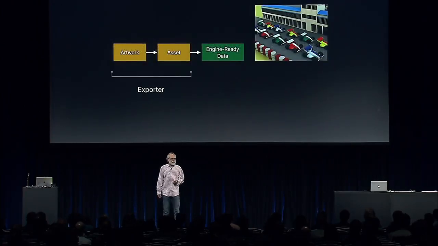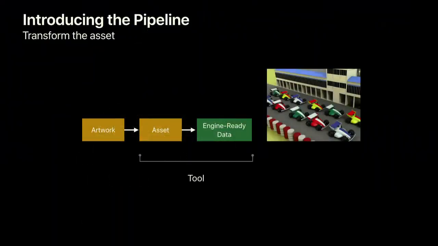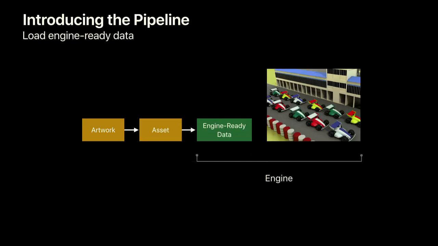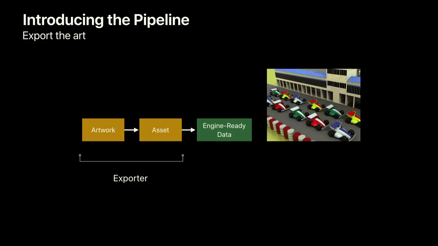using a pipeline. So we're going to start with the artwork. We're going to use an exporter to turn it into an asset. We're going to use Model.io to transform that asset into engine-ready data. We're going to load that engine-ready data into our engine. We're going to convert it into Metal buffers, and then we're going to make a pretty picture. So the very first step is to export the art.